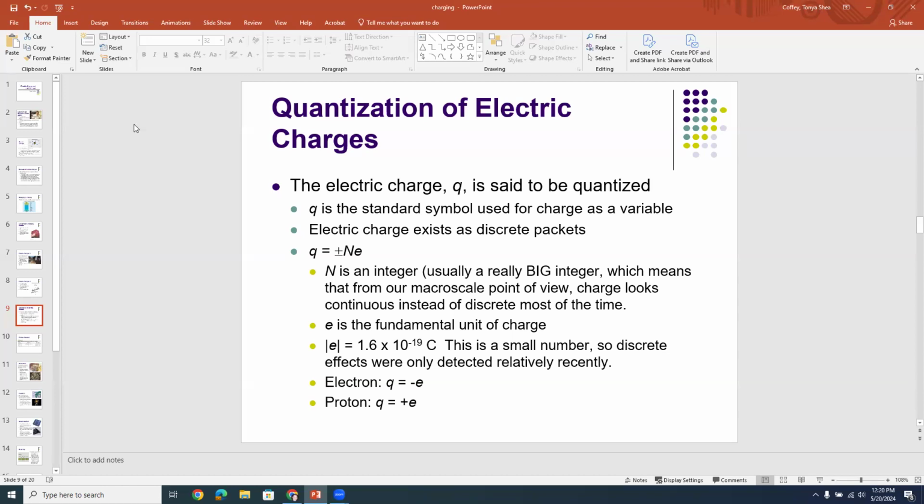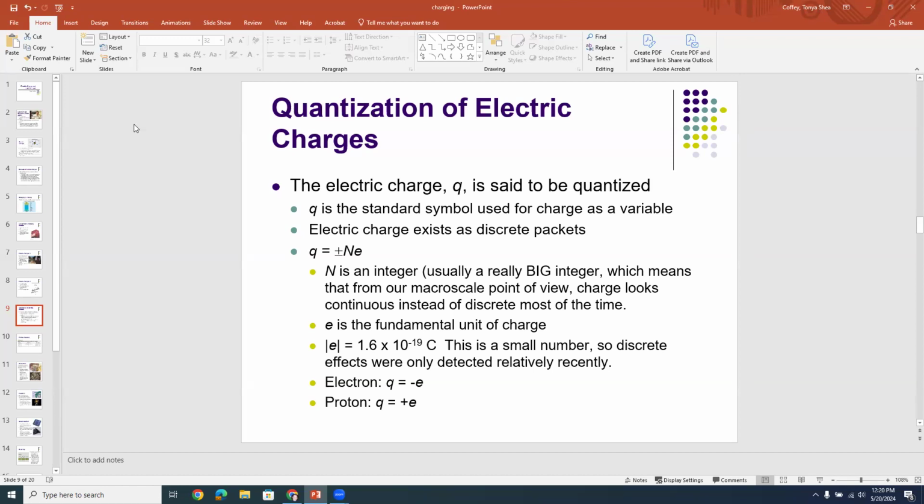Now, lots of times the amount of charge that's transferred when you rub something, or when you transfer charge via conduction or any other method of charge transfer, it's actually a lot of electrons. And so that means that N is an integer, but it's a really big integer that we would express in scientific notation, like, I don't know, 1 times 10 to the 9th, right? So from our macro scale point of view, even though charge is quantized, which means it comes in little tiny packets, and the little tiny packet size is the charge on an electron, it looks continuous because the value of the charge of an electron is so small.